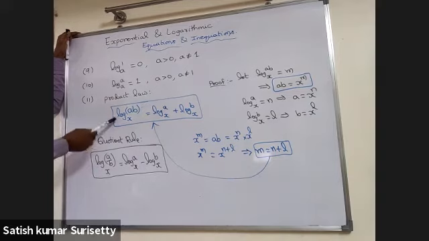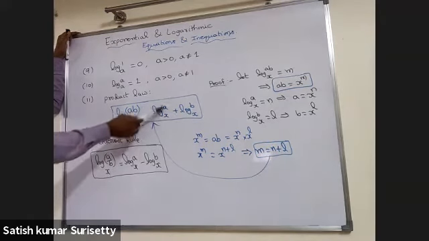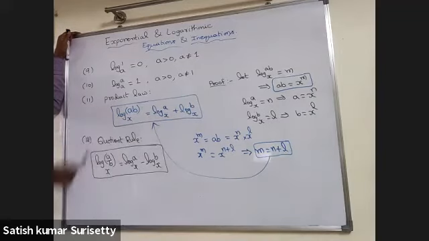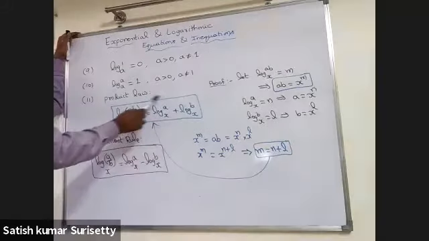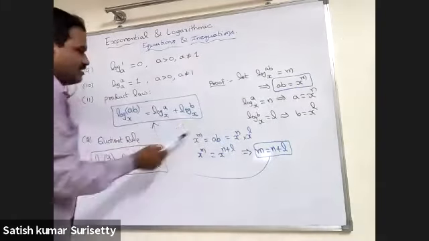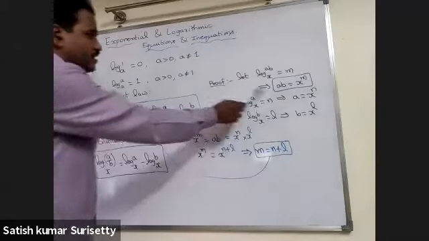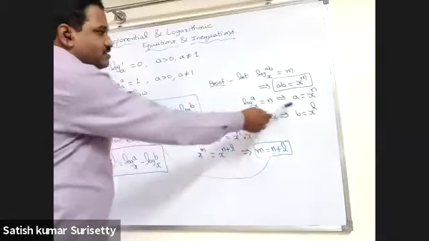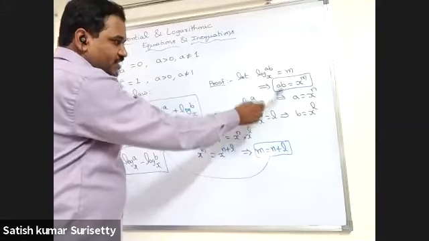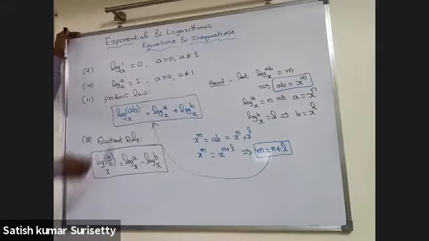Product law. Logarithm of the product can be written as the sum of the logarithms. That is, log ab base x equals log a base x plus log b base x. Now to prove this, assume that log ab base x is m and log a base x is n and log b base x is L, then convert into exponential notation and substitute a and b in the first equation and simplify. Then you can prove this.